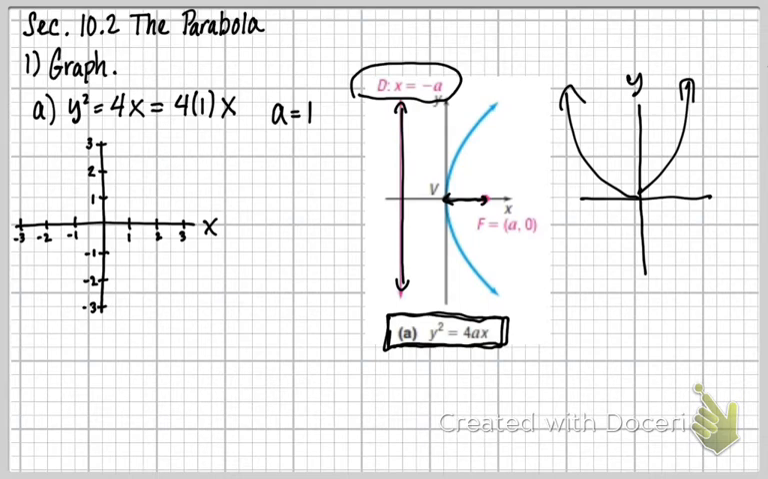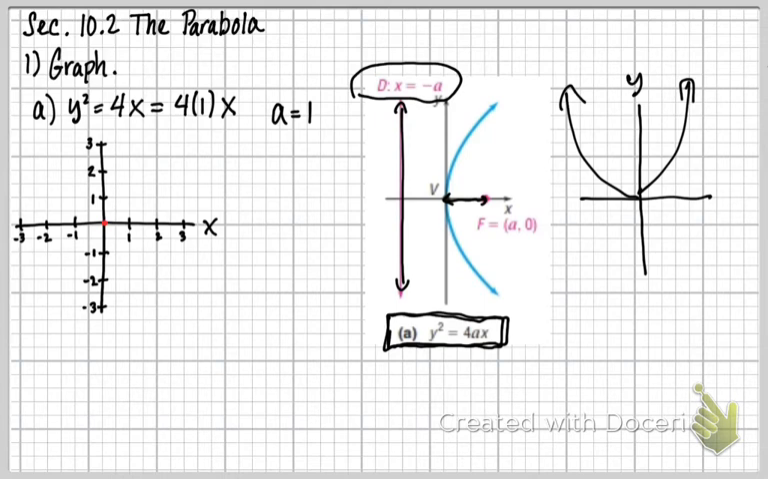All right, so now let's take a look at all the information we have and try to put it together. First thing, when I look at this equation, my y didn't shift, my x didn't shift. That tells me that my vertex is still going to be at the origin. So it's going to be here. And I also know that this thing is going to open to the right, towards the positive x direction.